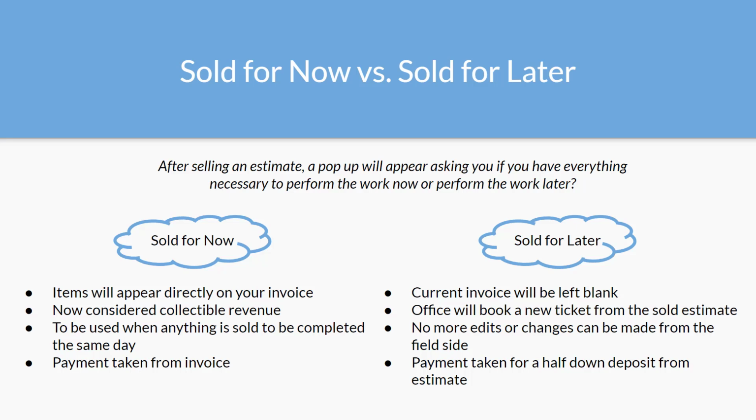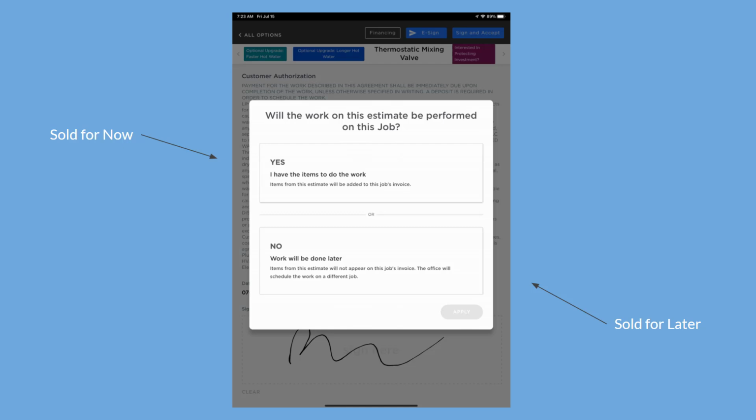When you select sold for later, your current invoice will be left blank. The office will be booking a return visit, and no more edits can be made from the field side. Payments will need to be taken if over $1,000 from the estimate side because it is a sold for later job. An easy way to remember most actions: if it deals with the estimate, then you're going to go in the Estimate tab for actions. If it deals with the invoice, then you are going to go to the Invoice tab for actions. Here is an image of the pop-up that will appear after you hit sold on an estimate.